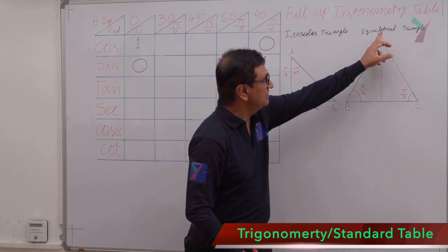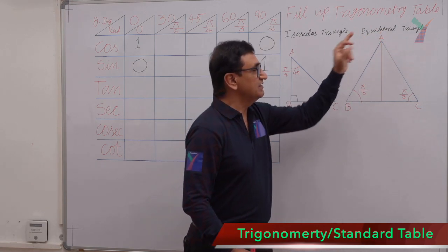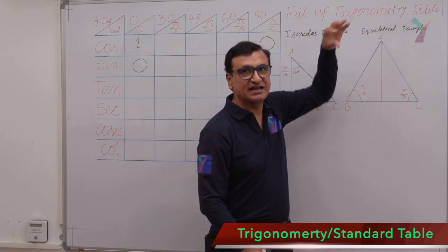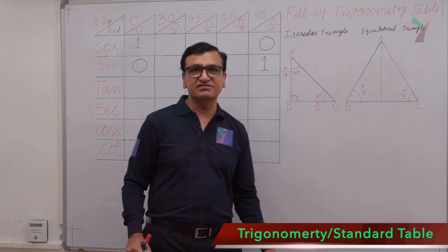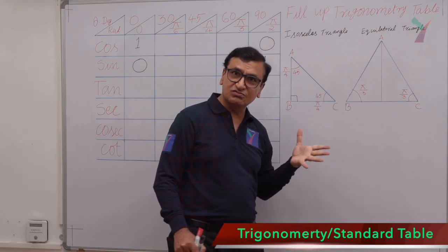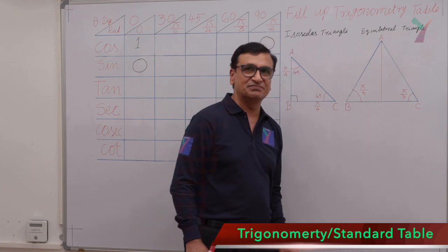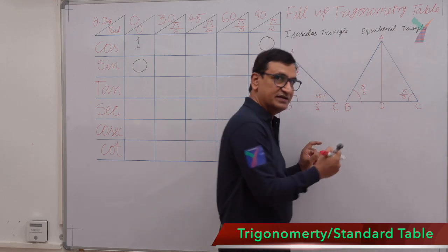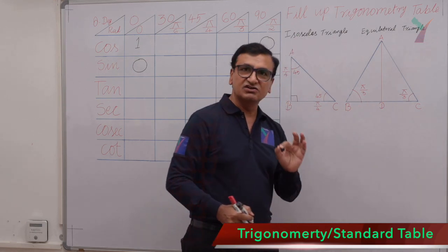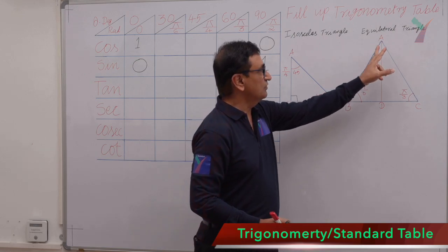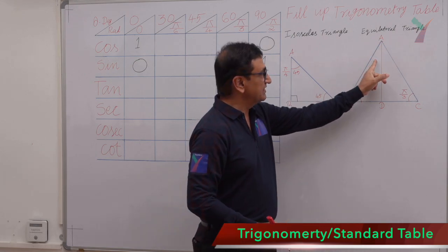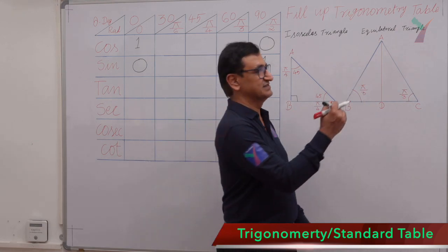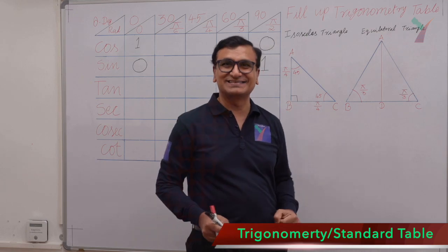Now, I have drawn a bisector from the vertex A. This line is the bisector of the angle at A. Since this is an equilateral triangle, this line is also the bisector of the base BC. Therefore, if I name this point D, BD and DC should be equal. Therefore, the angle at A is bisected into two equal halves. So, each one should be 30 degrees, or rather pi by 6.